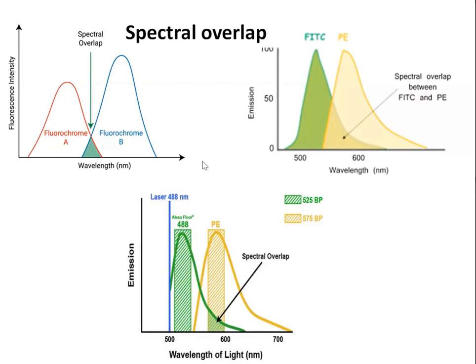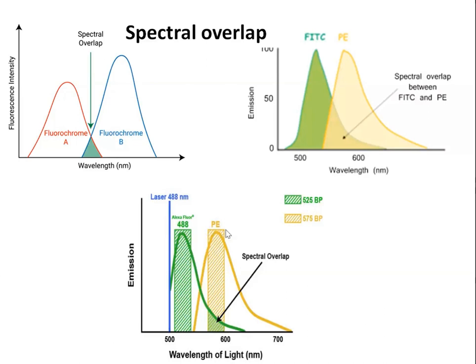Now, this detector will have a band pass filter. You know what a band pass filter is? We discussed it in lecture 2, right? It will allow only light of one specific wavelength range. Suppose this is a band pass filter of 525, which will allow light between 525 plus or minus 15. So it allows light between 510 and 540.